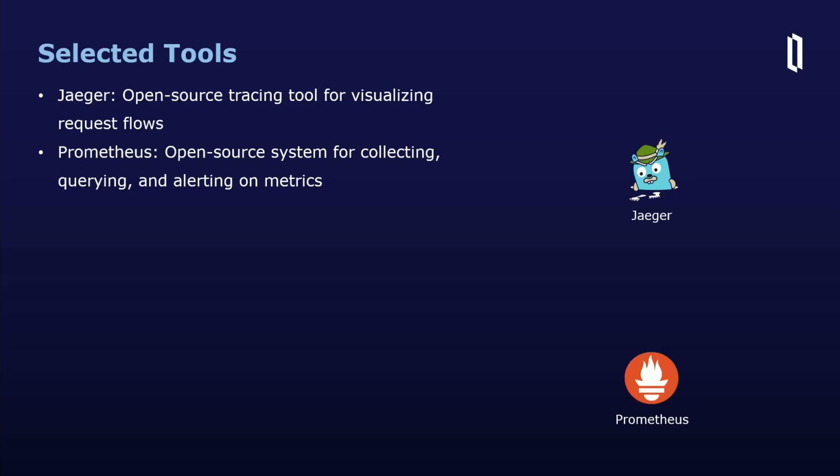I will first talk about the tools that we use. We chose two open source tools, and there are also other tools like Datadog that you can use, but we use two open source tools for this demo. The first tool is Jaeger. Jaeger is an open source tool to visualize those request flows, so it's similar to the diagram in the previous slides. We also use Prometheus. It's an open source system for collecting, querying, and alerting on metrics, and we use it to show some span metrics.